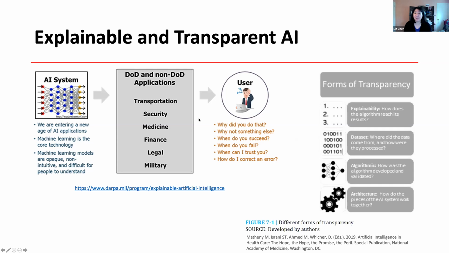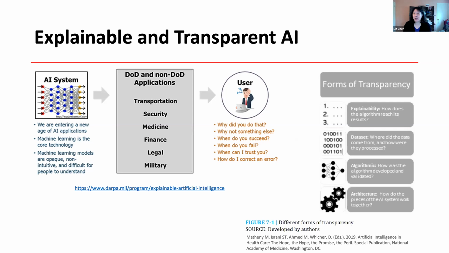And so we have the user who is saying, why is the computer doing this? Why isn't it doing something else? When do you succeed? When do you fail? Can I trust you? And how do I correct that error? This is a lot of what we're seeing now, and this is where a lot of our work needs to be, in explaining and being transparent.